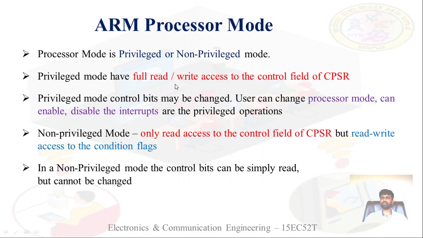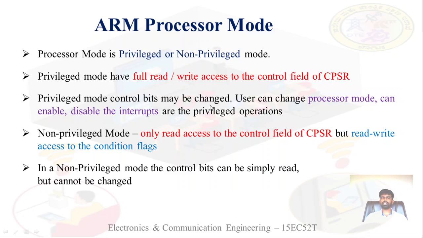In that, bits 0 to 4 are the mode bits, then 3 I, F, T bits are present. For those fields in privileged mode, they have full read-write access. They can read and also they can write. In privileged mode, control bits may be changed. That means the programmer can change the processor mode, and can enable or disable interrupts or privileged operations.